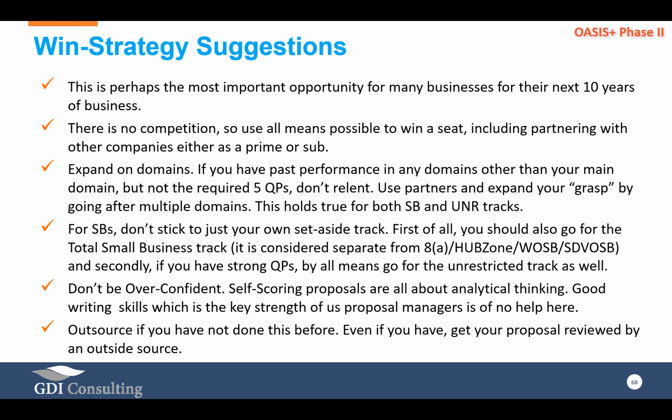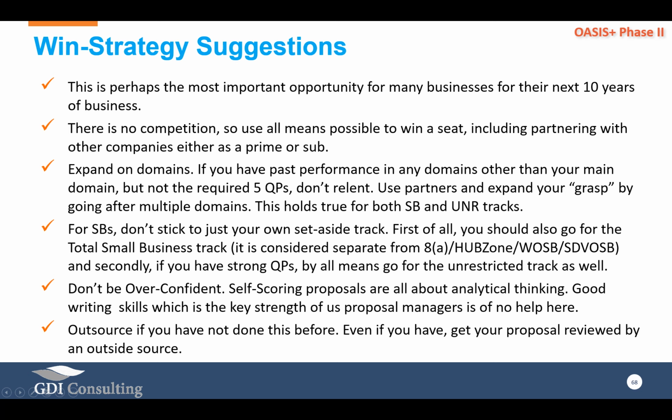This holds true for both small business and unrestricted tracks. For small businesses, don't stick to just your own set-aside track. First of all, you should also go for the total small business track. It's considered separate from 8A, HUBZone, WOSB, and SDVOSB. It's a complete track. And secondly, if you have strong QPs, by all means go for the unrestricted track as well. Say you're sure that you get above 42, why not go for unrestricted as well?